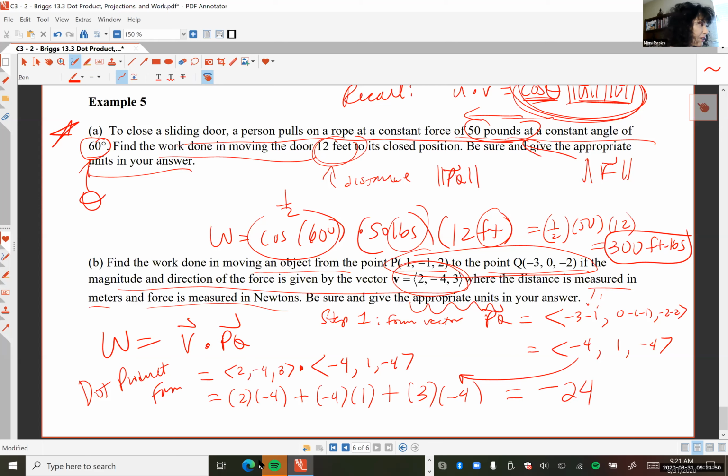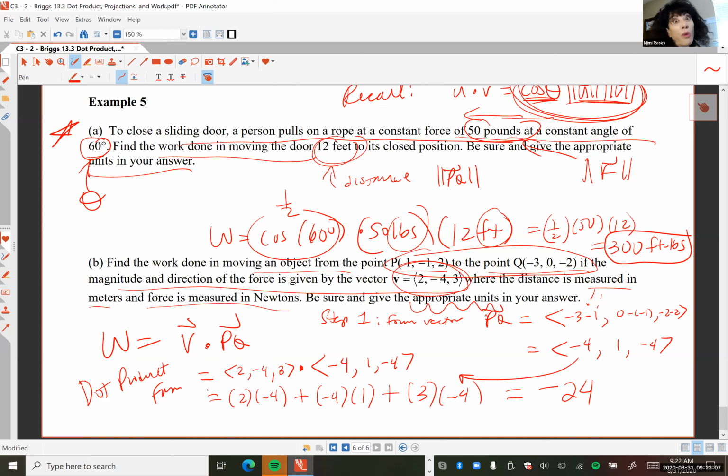Any physics buffs in the room? Yes, it's true. Work can be positive, negative, or 0, as a matter of fact. And for those of you who are like, wow, this stuff is really boring and I'm going to just tune out and fall asleep, you can, but we're going to be doing a hell of a lot of work in the last 3 weeks of this semester.